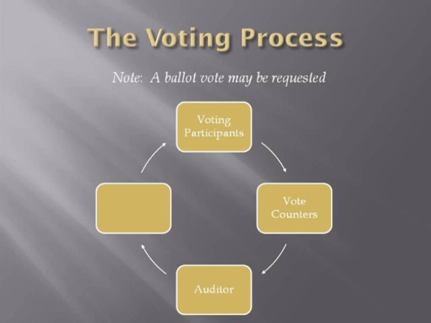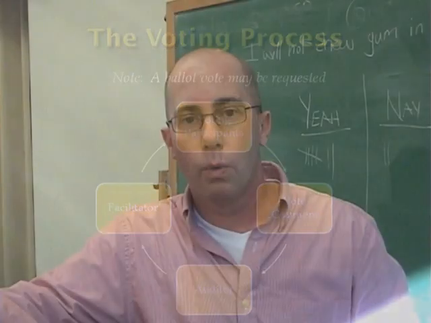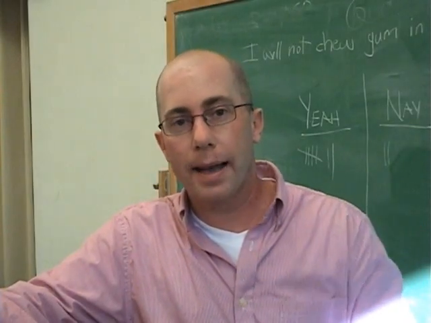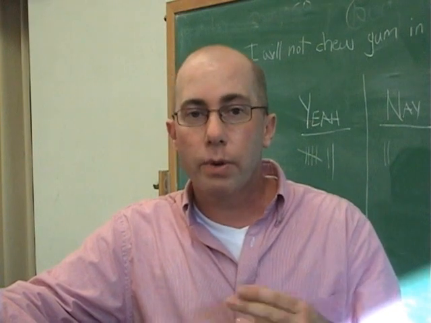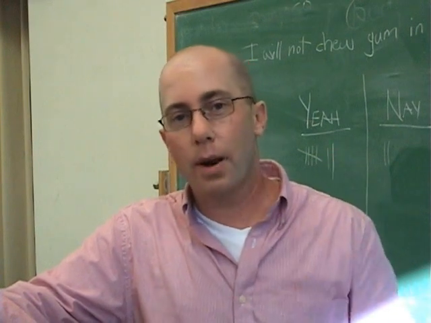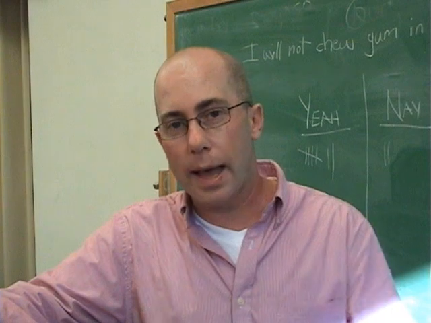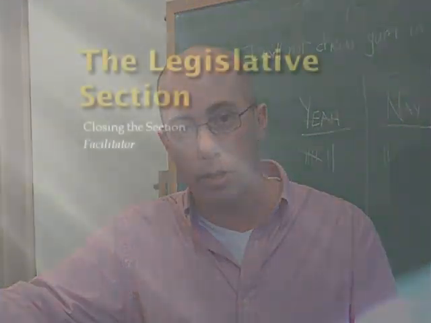The auditor reports this information to the facilitator, who announces it to the section. Then the auditor completes the necessary forms to be delivered to the legislative section coordinator immediately following that section. Once you've completed these steps for an action item and you've tallied the votes and recorded them, then you return to the beginning of that process for each individual action item before your legislative section.